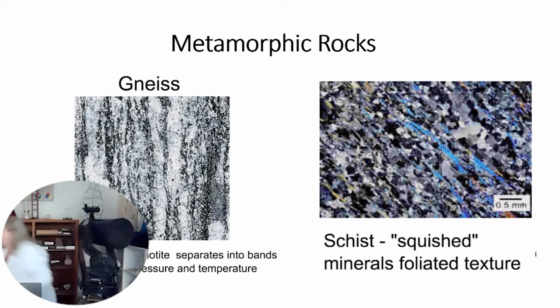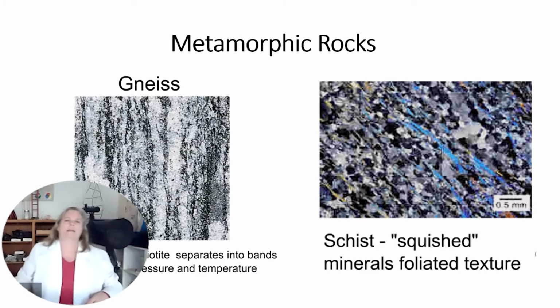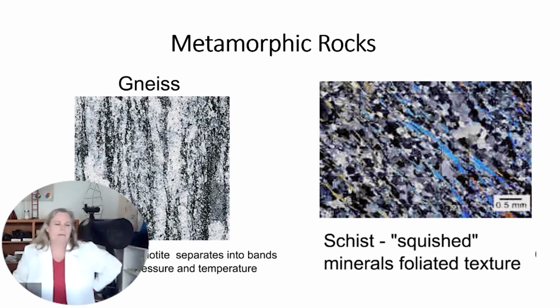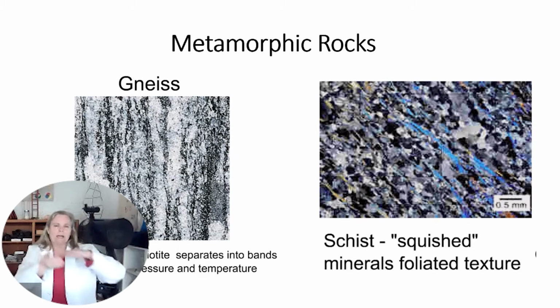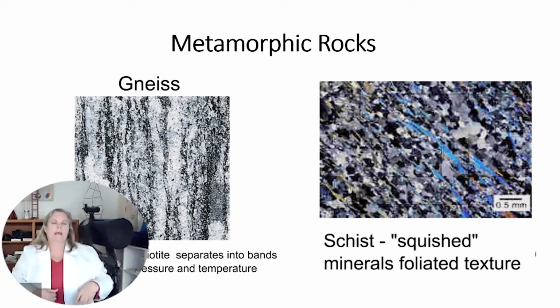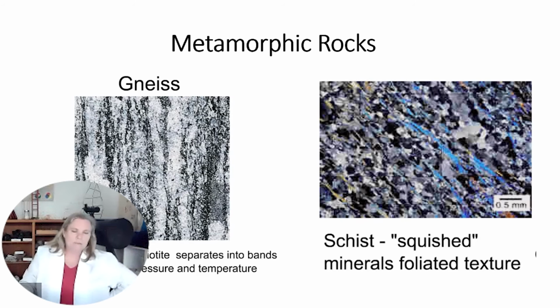And if you look at that other piece, the gneiss, the G is silent, so it's not gneiss, it's just gneiss. It has nice lines. So the feldspar and biotite, all those separate into different bands. So it's real distinct colors. Again, that is caused by the increased pressure and temperature. So these are the metamorphic rocks.